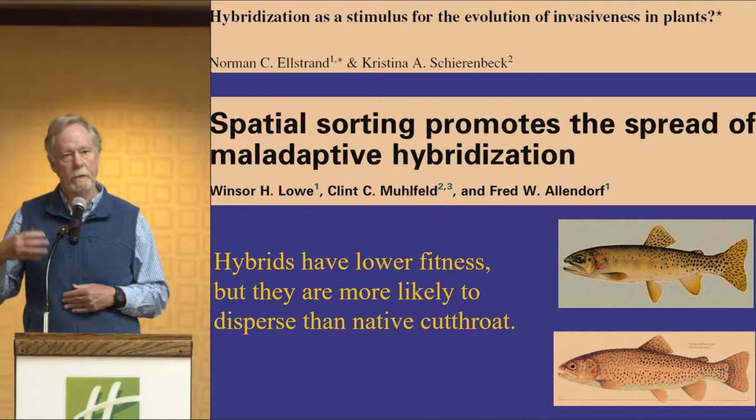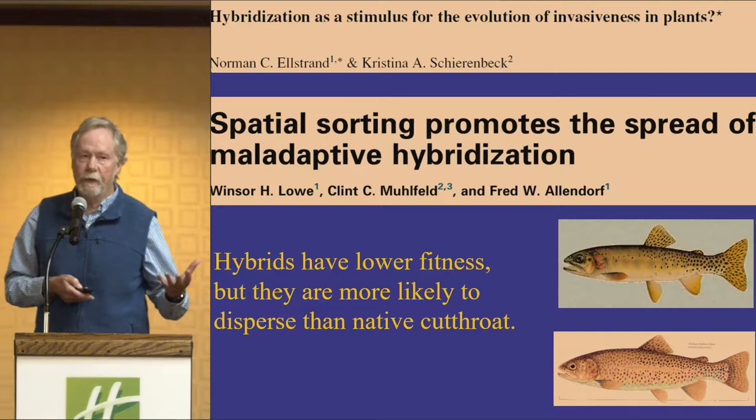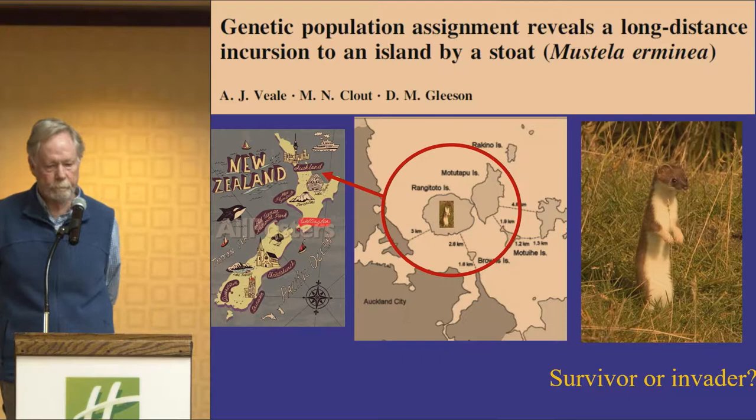So even though they have lower fitness within the stream, hybridization still spreads because the hybrids are more likely to move around. So hybridization can be a real stimulus and a real problem in invasive species. And so this is just a nice little story of how we can use genetics to get at some questions in invasive species.